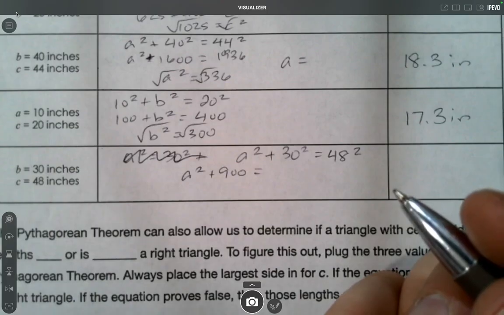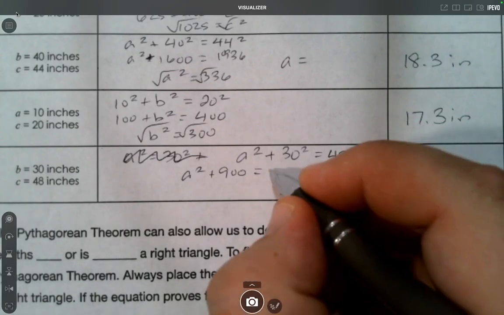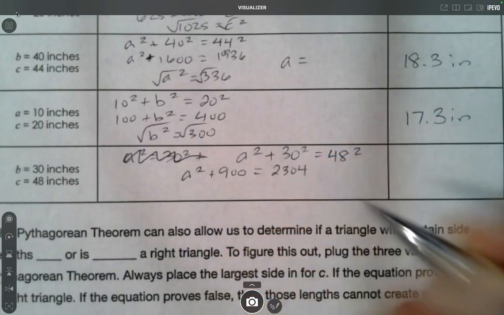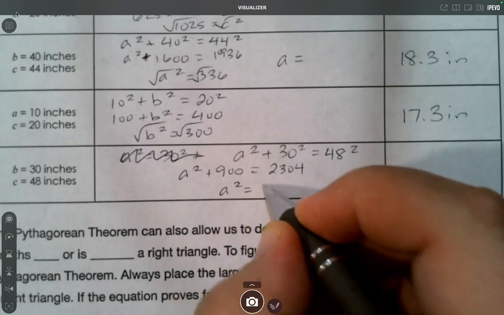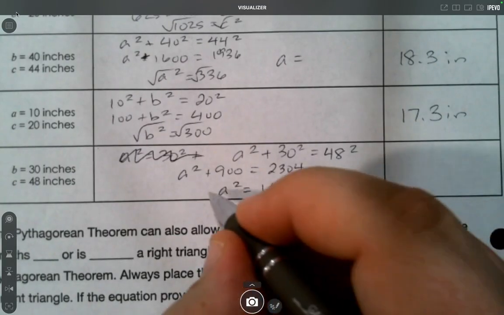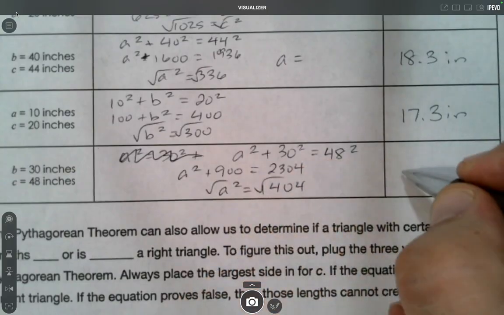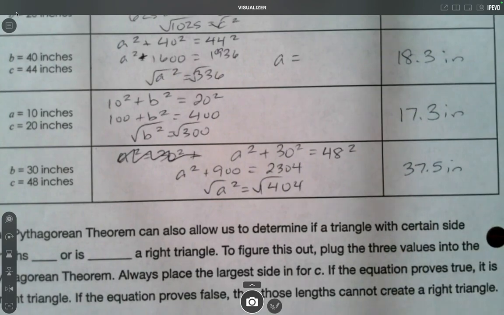48 squared is, I think, 2304. So then we subtract 900 from both sides. We get a squared equals 1404. Then we take the square root of both sides, and we find out that a is equal to 37.5 inches.